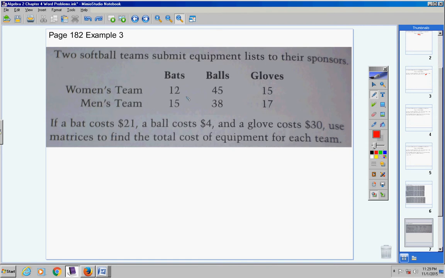So, look guys, it's obvious. We're going to have to use multiplication. You know this, guys. Every bat gets multiplied by $21. Every softball gets multiplied by $4. And every glove gets multiplied by 30. That's obvious, okay? So if we're going to come up with a matrix that shows us the total cost, then we're going to figure out somehow how to use matrix multiplication.